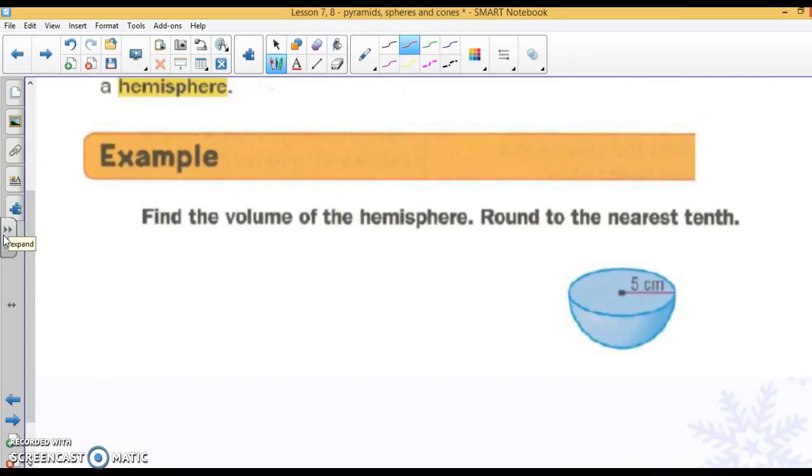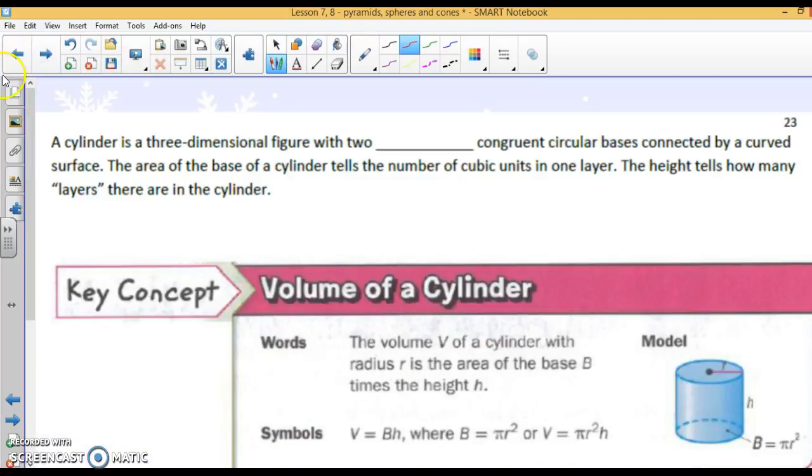Volume of a hemisphere. Well, a hemisphere, it's not a semisphere. A semicircle is half a circle. A hemisphere is half a sphere. All you're going to do is adjust your formula. So volume is 1/2 times 4/3 pi r cubed. And I'm not even going to do that. You can do that.